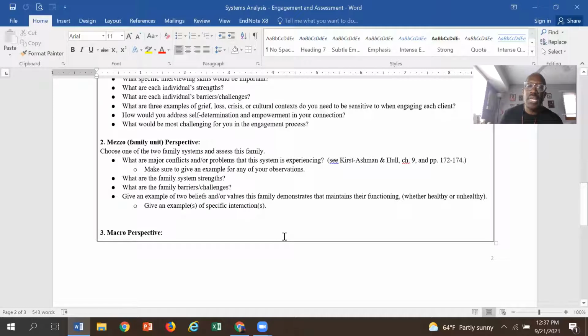Then as you're looking at the movie, you'll also notice that there are beliefs and values demonstrated for this family, whether they're healthy values or unhealthy ones. Give some examples of what you saw that fit into that particular piece, and quote the movie as a result of that as well.